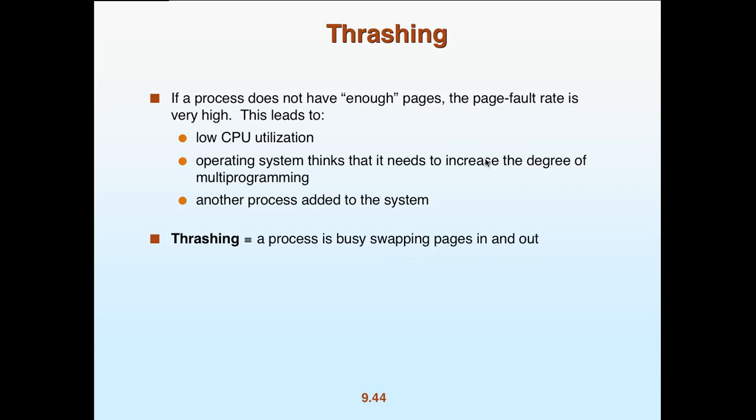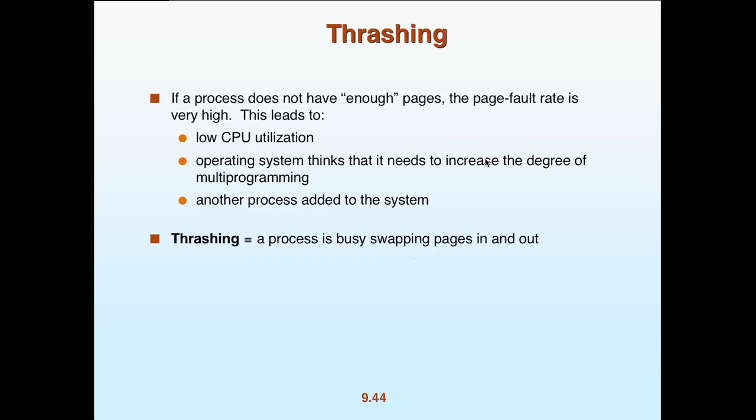If a process does not have enough pages, the page fault rate is very high. It leads to thrashing and low CPU utilization, because the CPU is busy swapping in and swapping out. So it's busy, but it's not doing anything. That's why they call it low CPU utilization. It's not being utilized correctly. It's not efficient. So the operating system thinks that it needs to increase the degree of multi-programming. So another process is added to the system perhaps, and that just causes even more problems.